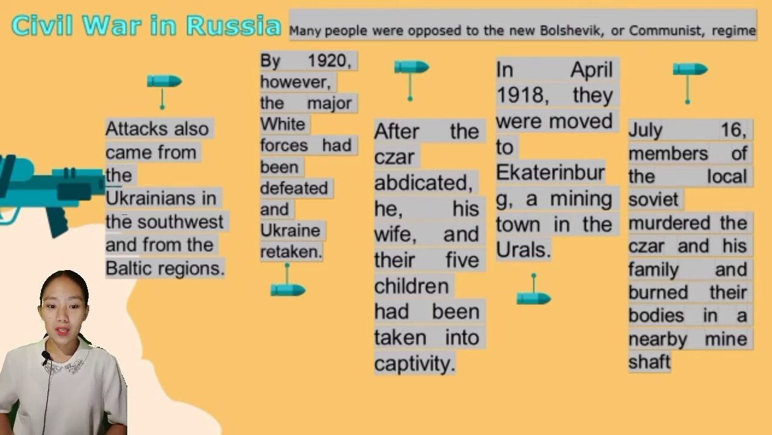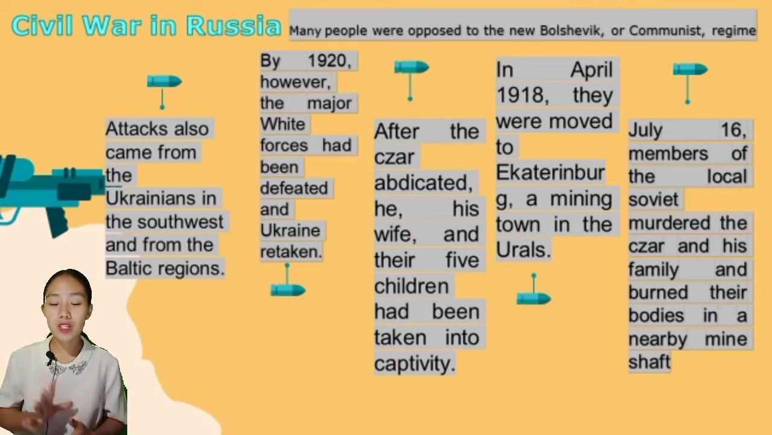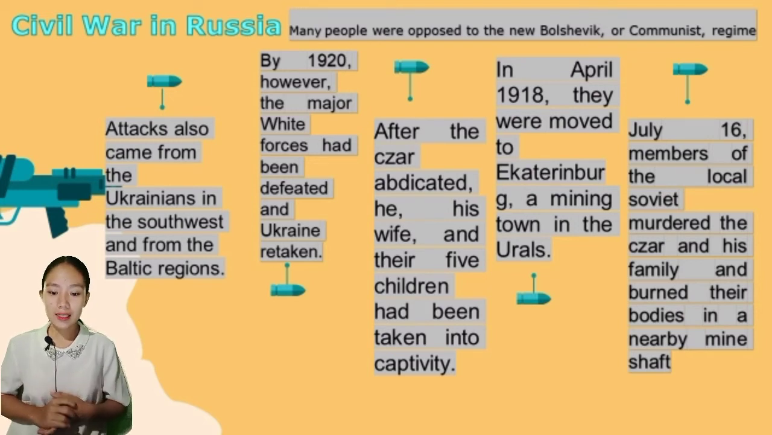The royal family was another victim of the civil war. After the Tsar abdicated, he, his wife, and their five children were taken into captivity. In 1918, they were moved to Ekaterinburg, a mining town in the Urals. On the night of July 16, members of the local Soviet murdered the Tsar and his family and burned their bodies in a nearby mine shaft.